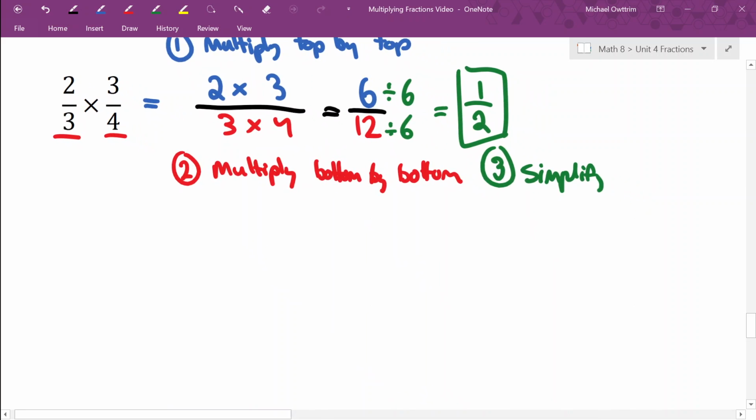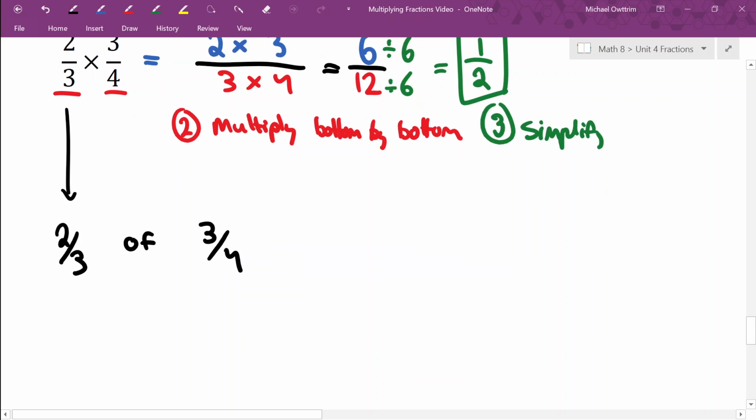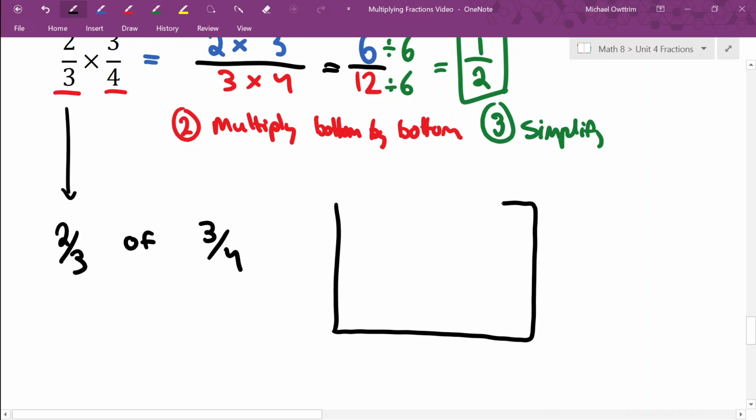Now, how can I sketch out this problem? It's a little bit harder because how do I have 2/3 groups? Can't usually have less than one group. So how I'm going to interpret this problem instead is I'm going to say that I need to take 2/3 of a drawing of 3/4. So let's go ahead and start out by drawing 3/4. I'm going to use a rectangular whole for this one.